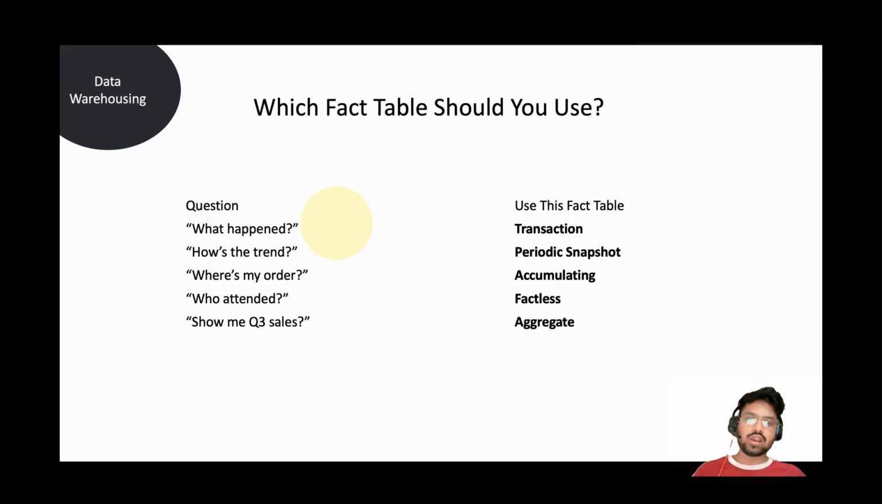Moving forward, now let's suppose which fact table should you choose. You should ask yourself: what happened? If any transaction happened, use the transaction table. For trend analysis over a particular period of time, we can use periodic snapshot. If we need to track something, we can use accumulating snapshot. We know with accumulating snapshot, no new records will be inserted, only the existing records will be updated. For example, we have seen the example as well. Who attended, there are no numerical values, just the presence that this particular party is involved. So we will use the factless table. Show me the Q3 sales. So I am going to use my aggregated fact tables. I will pre-aggregate my fact table so that I can produce the result faster and my end user can also consume the data faster.